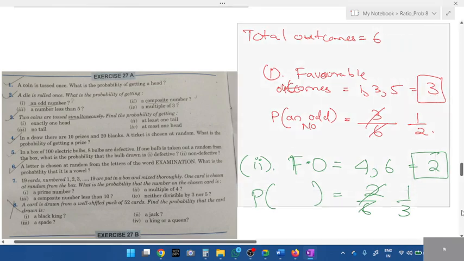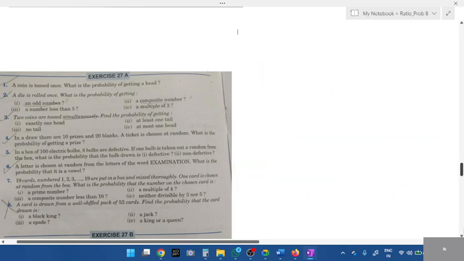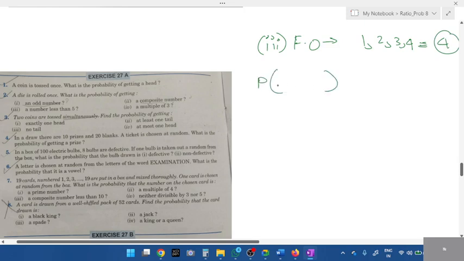Let me erase this. I'll write the direct answer. I've told you how to write the steps. First, write favorable outcome. What is the favorable outcome? Number less than 5: 1, 2, 3, 4. Total, how many numbers are there? 4. You should write the same way. FO is equal to 4. Next, probability of a number less than 5. Write this entire statement, or you can even write it like this. What's the answer? 4 divided by 6. 2 by 3. Fourth question.